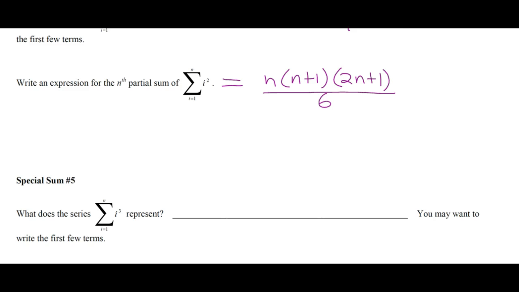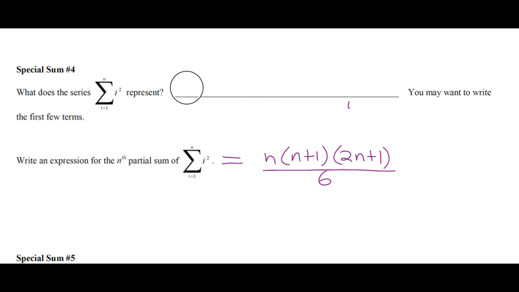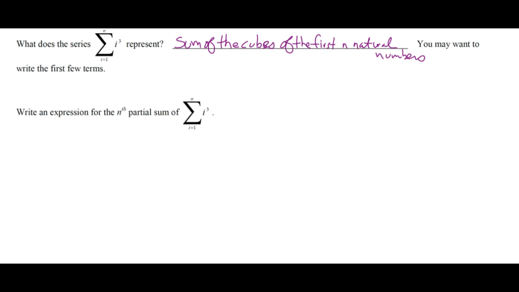So if that's the sum of the squares, then what's this? Cubes. Okay, so it's the sum of the cubes of the first n natural numbers. Let's throw that in, first n natural numbers. And I'll go back and do the squares: sum of the squares of the first n natural numbers. Might as well be specific. And the formula for the sum of the cubes is, which formula do you have? n squared times n plus 1 squared over 4.